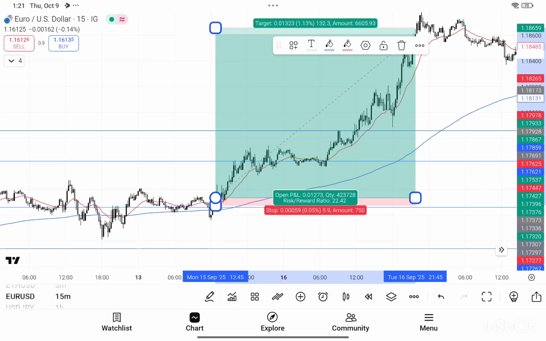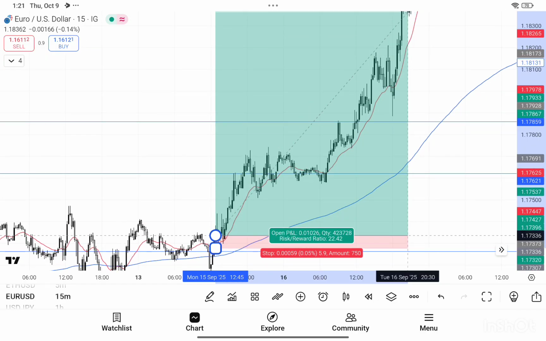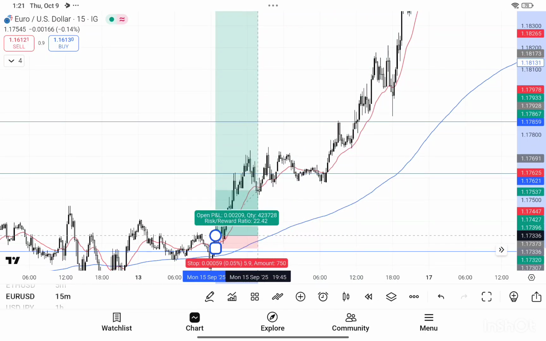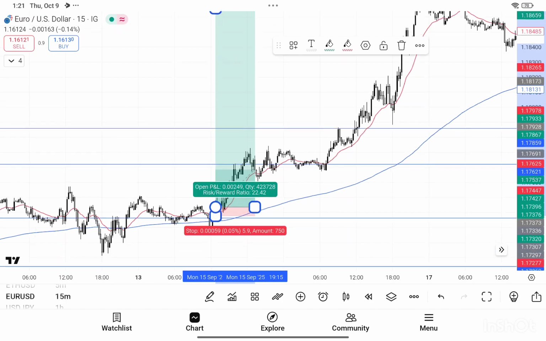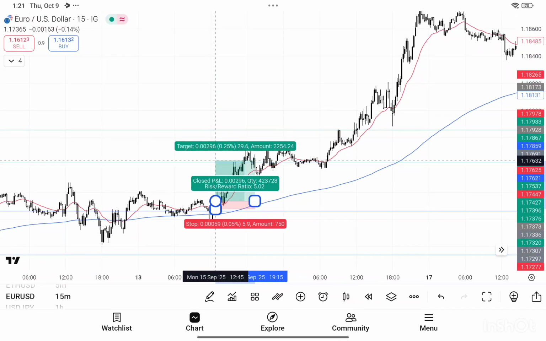1:22. How much point did you get? 1,222. If you have taken one lot also, you have made $1,000 from this trade. But no, I know you cannot hold that trade. Nobody can hold that trade. New traders don't have that type of guts to hold a trade like this.